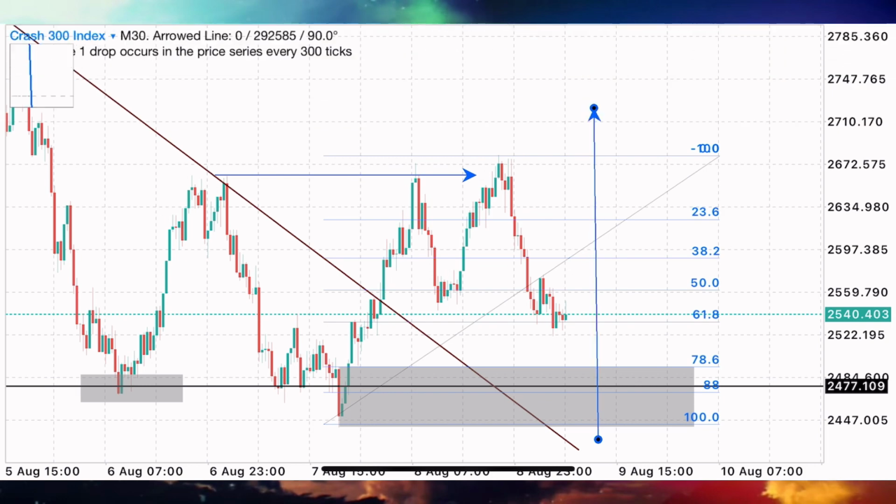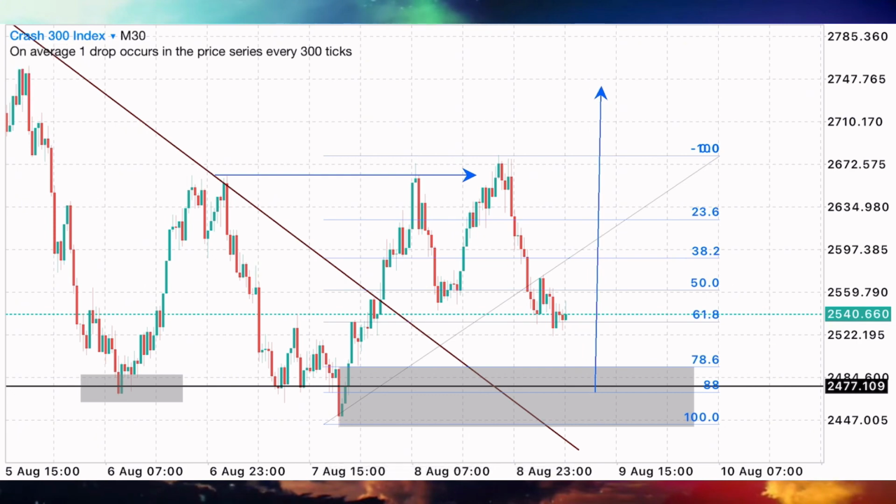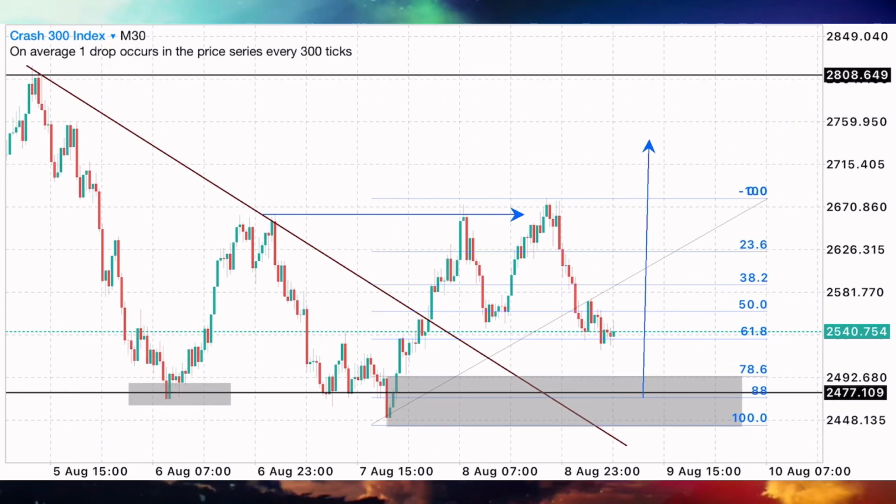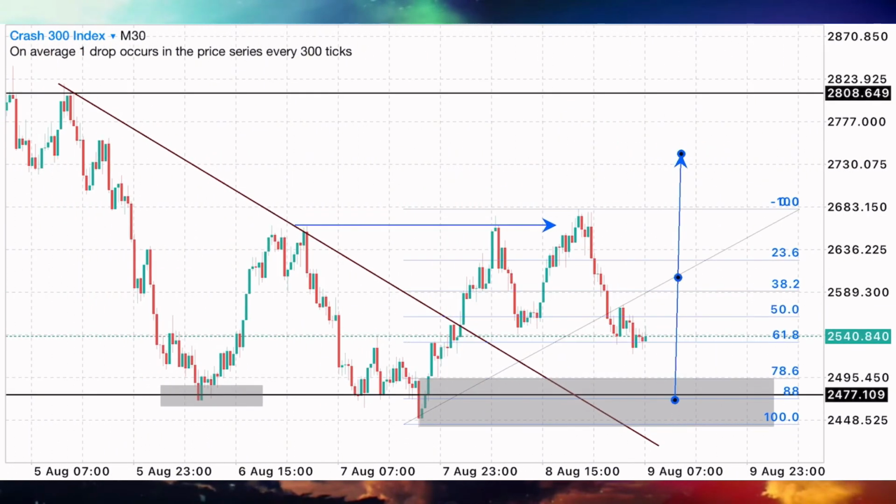There is a Fibonacci retracement, which is 88%. Number 2, there's a key zone. Number 3, there's a trend line breakout and retest zone. So all those are confluences.